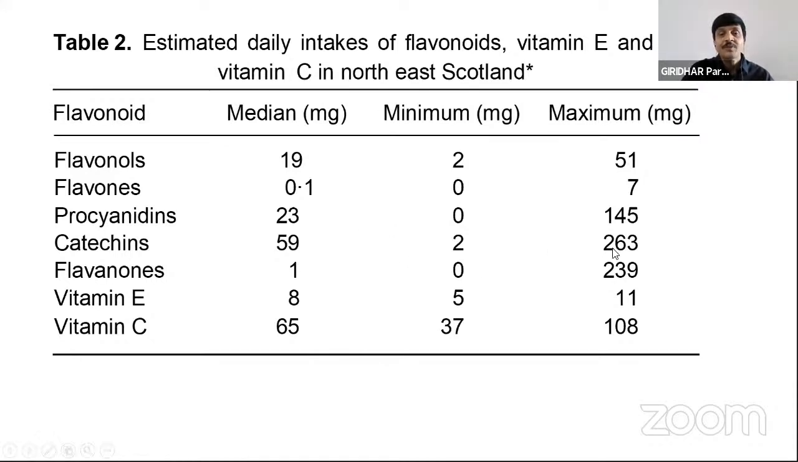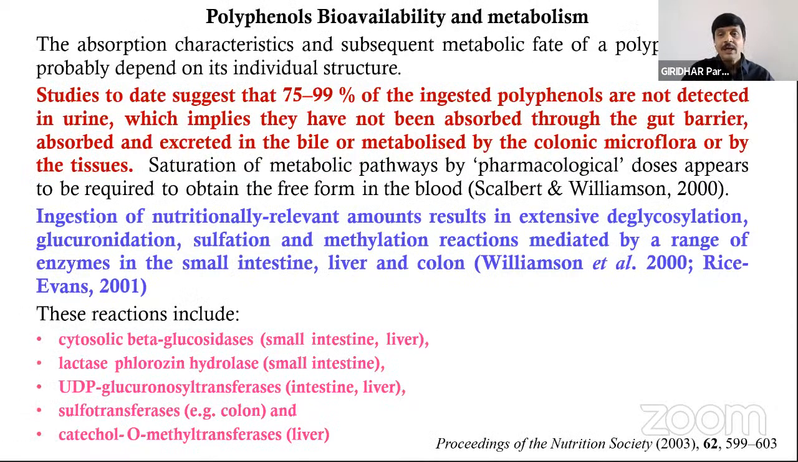So these two contribute more to the antioxidant activity and benefit to the health. One way we are telling these are helpful to our health, especially to prevent the viral load, especially coronavirus. So how much quantity we need to ingest these polyphenolic forms, either in the crude extract form or in the pure form? So 75 to 99% of ingested polyphenols are not detected in urine.